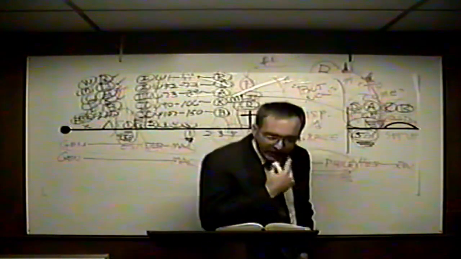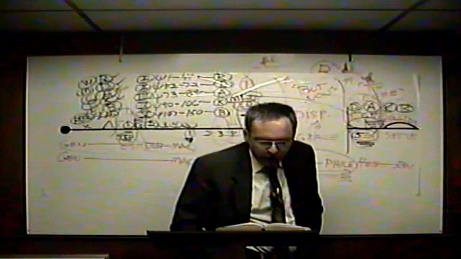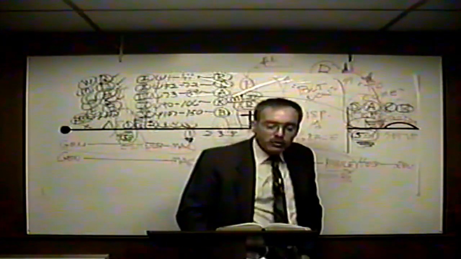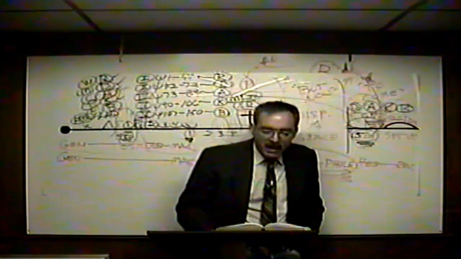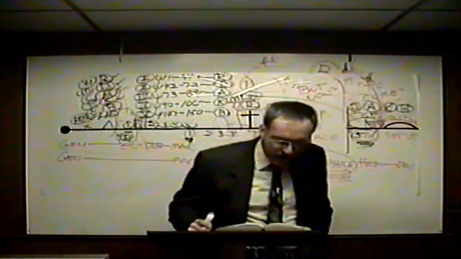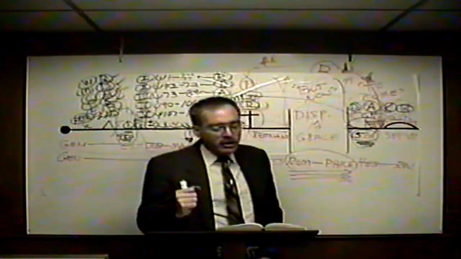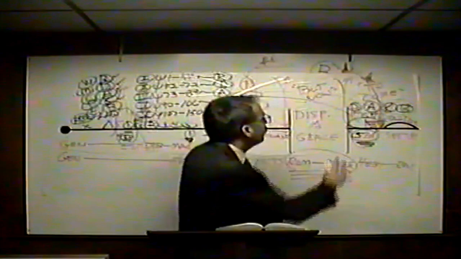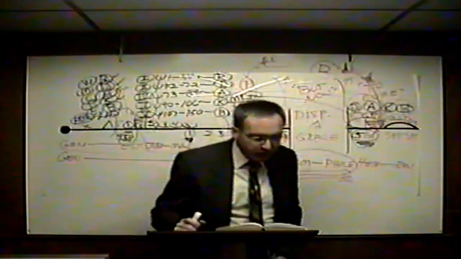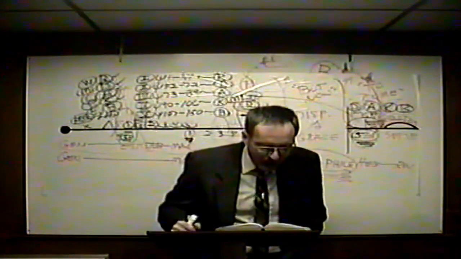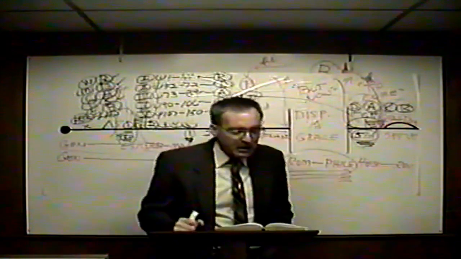So David says here, let his enemies be scattered, let them also that hate him flee before him. As smoke is driven away, so drive them away. As wax melts before the fire, so let the wicked perish at the presence of God. He's going to come and be there. But let the righteous, there's the remnant, be glad. Let them rejoice before God. Let them exceedingly rejoice.